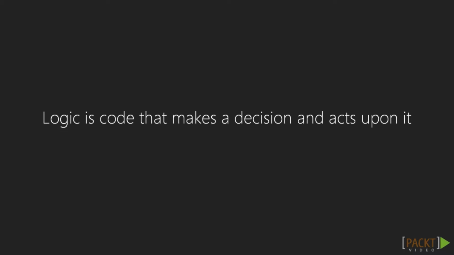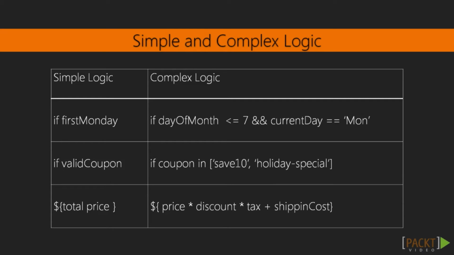Let's define logic as code that makes a decision and acts upon it. We're using Jade as our template engine. In the classic MVC architecture, that would be the V, or view. The view is responsible for showing the part of the application that people see and interact with. Try to think about the smallest amount of code you can use to achieve that, and that is probably as complicated as our template should be.